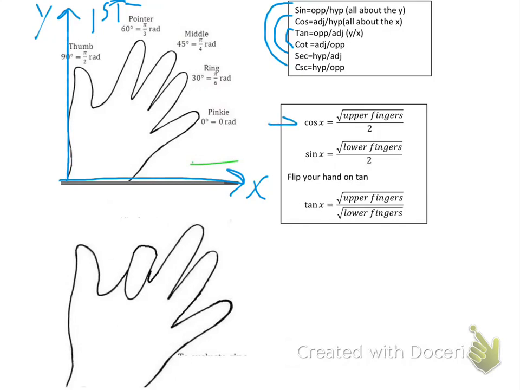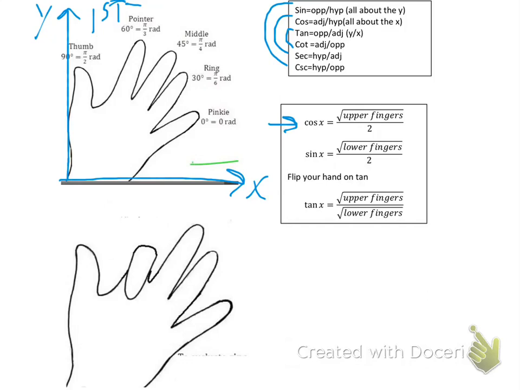Cosine is the square root of your upper fingers divided by 2. And sine is the square root of your lower fingers divided by 2. And then to find tangent, you simply flip your hand upside down, and tangent is going to be the square root of the fingers that are above the bent finger divided by the square root of the lower fingers.